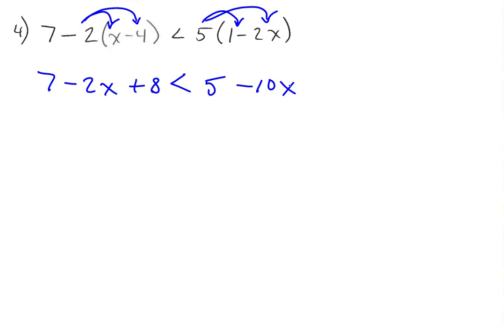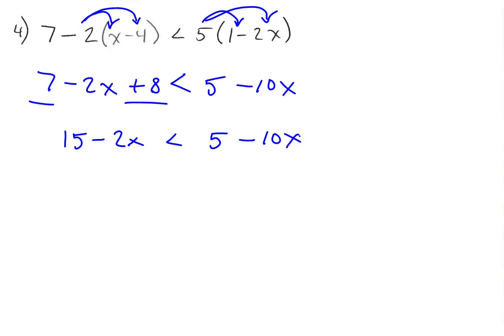So after distributing, as you'll recall, we want to combine like terms on each side. On the left side, we can combine the constant numeric terms. 7 plus 8 is 15. So really we have 15 minus 2x is less than 5 minus 10x.